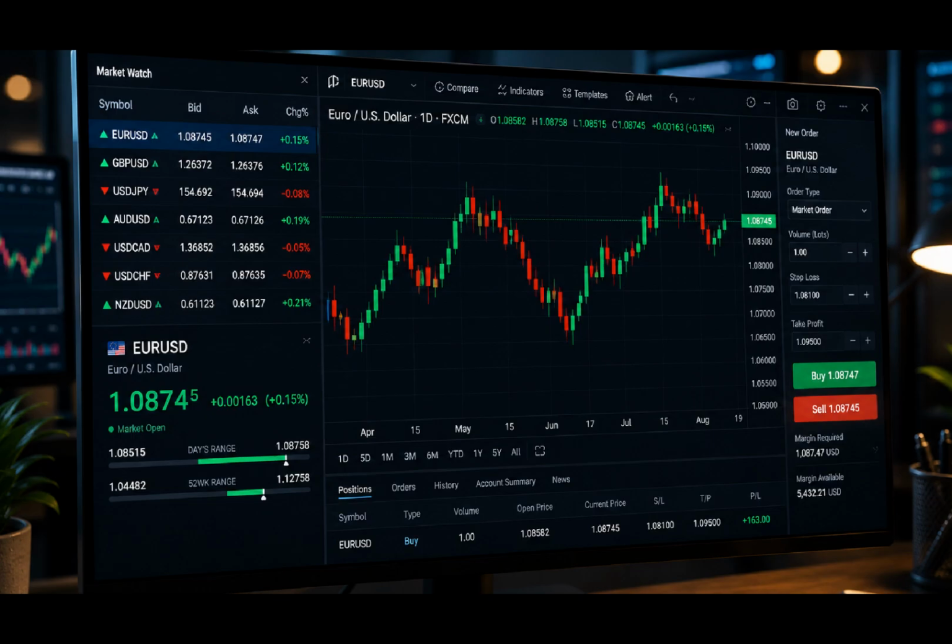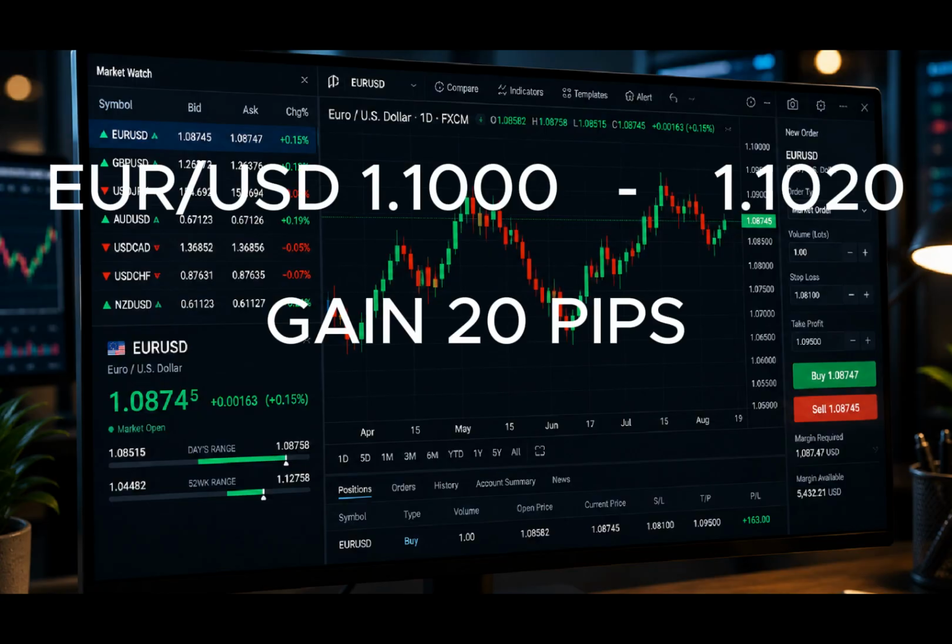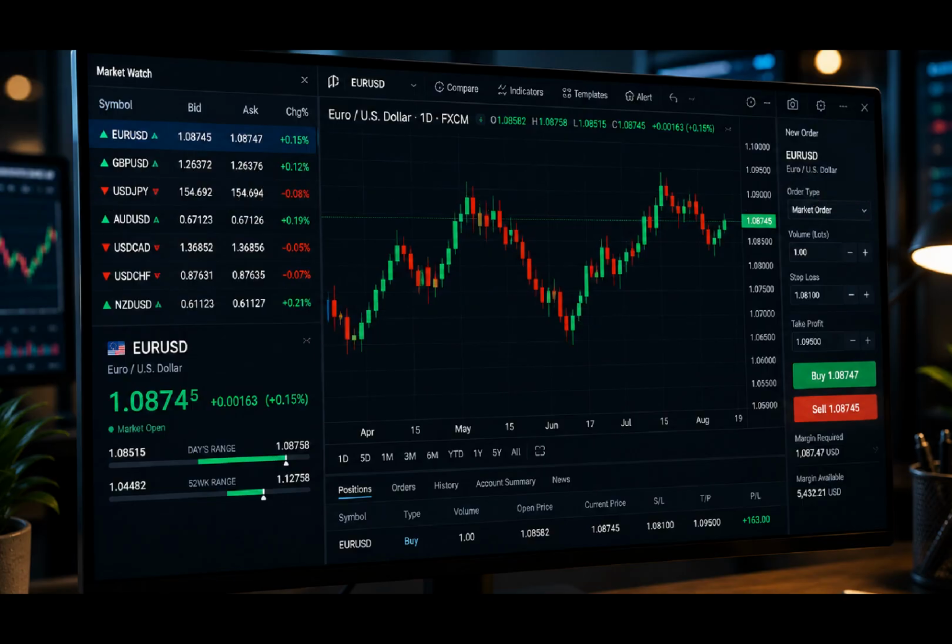Practical examples of pips. Suppose you buy EUR/USD at 1.1000 and later sell it at 1.1020. The difference between the two prices is 20 pips, so you gained 20 pips on the trade. In this case, the market moved upward, and because you bought first, the price movement worked in your favor.